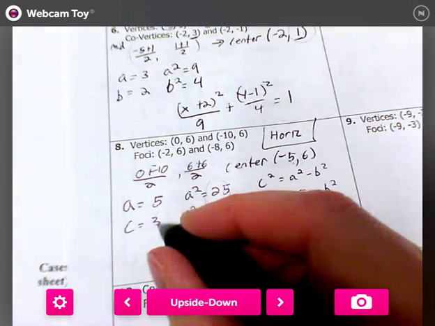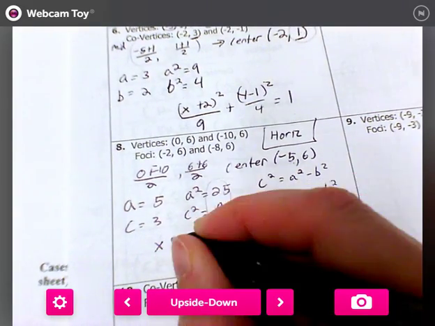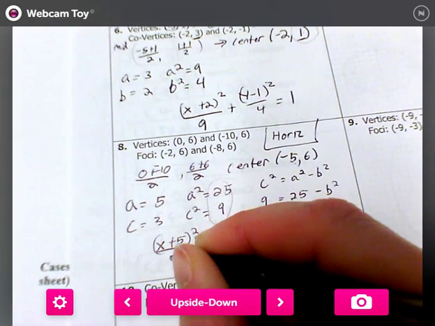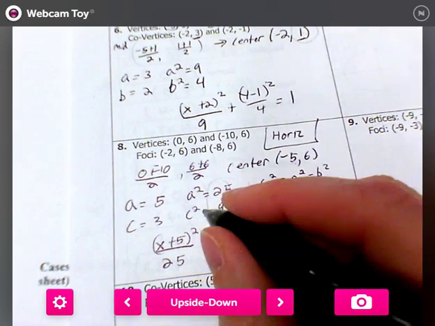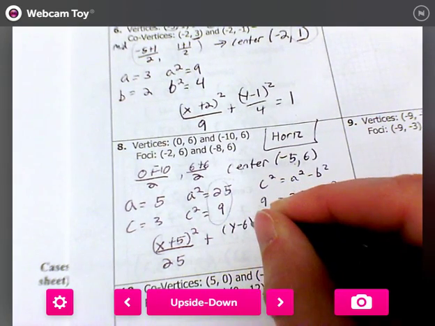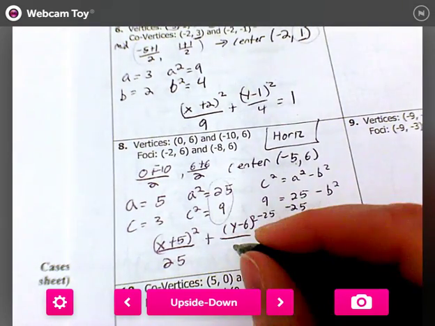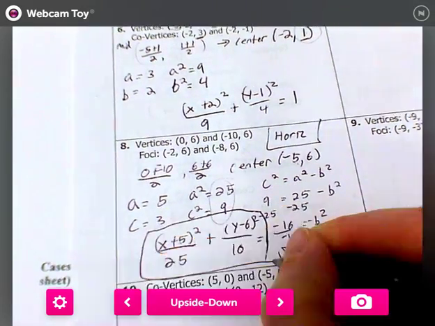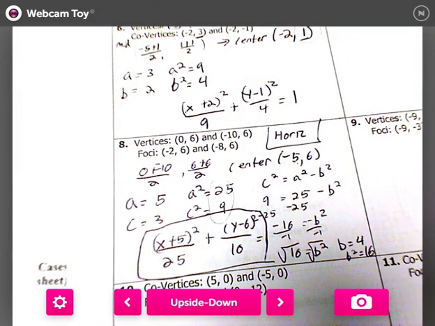So we're going to go (x plus 5) squared over 25 plus (y minus 6) squared over 16 equals 1. And right here, that's our final answer, our equation.